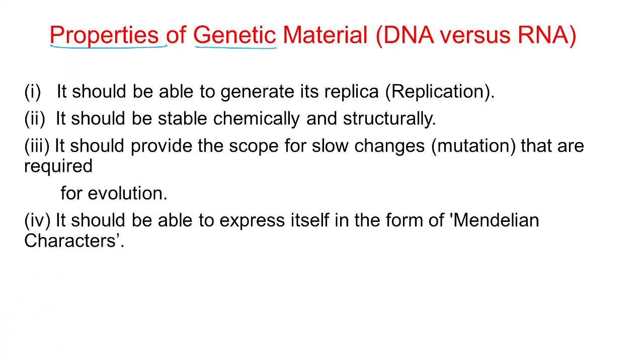Right, coming to the next part of the chapter, that is properties of genetic material. So now you came to know that genetic material itself, what? DNA. Okay, DNA itself is the genetic material. So if DNA is the genetic material, then what are the characters of a model genetic material? Okay, what are the characters of genetic material? So first property of genetic material is it should be able to generate its replica.